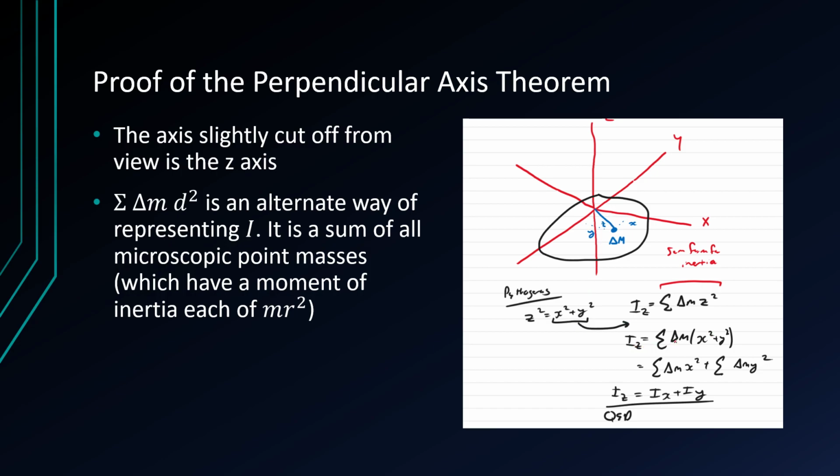By using Pythagoras' theorem, we know that z squared is x squared plus y squared, so the moment of inertia about z is also the sum of small amounts of masses by x squared plus y squared, which you can separate out into the sum of masses times x squared plus the sum of masses by y squared. By definition, the sum of masses by some distance squared is the moment of inertia about that axis. So we've just shown that the moment of inertia about z is the sum of the moments of inertia about x and y.